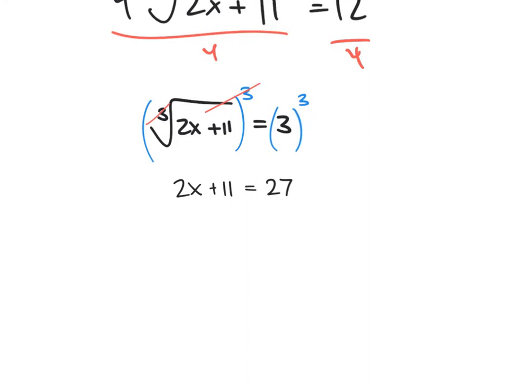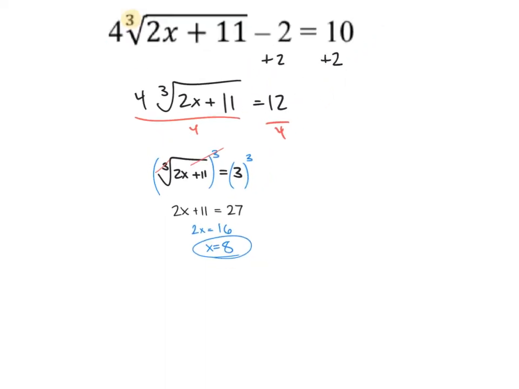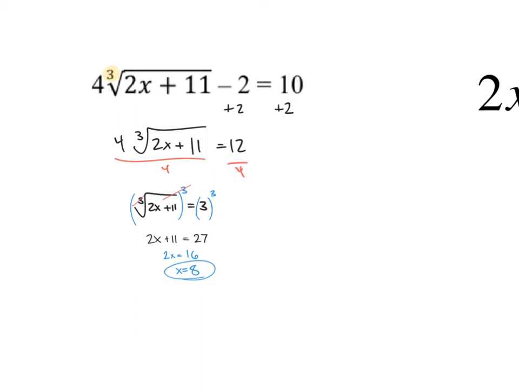And then once we reach there, we're back to a linear equation. So we'll subtract 11 from both sides. And when we divide by 2, we'll get a final answer of 8. Now, yesterday we covered that it's important to double check your answers. You will want to take this 8 back into the original setup and make sure that you get a true statement. So I'm going to do that right here.